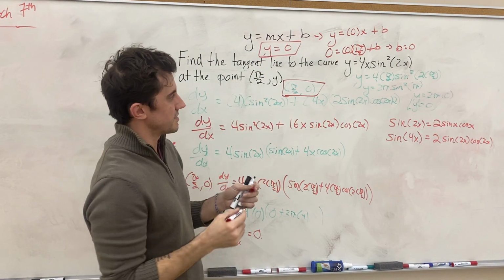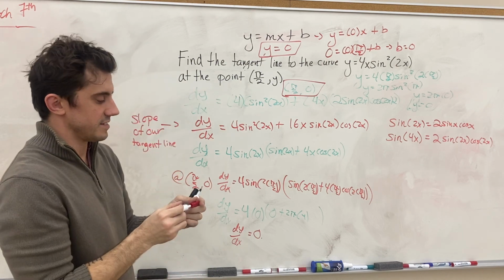y is equal to 4x times sine squared of 2x at the point pi over 2 and y.